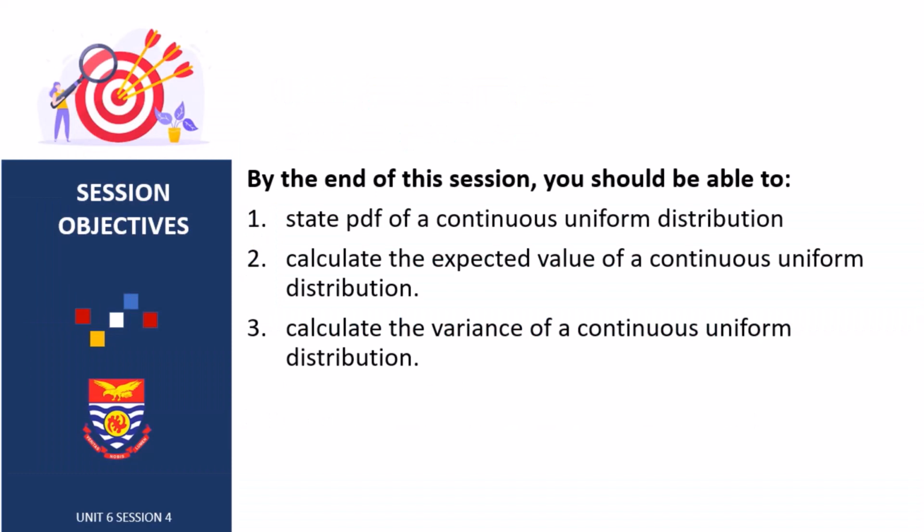By the end of this session, we should be able to state the PDF. That's going to be a density function. In the discrete distribution, it is the PMF, that is, probability mass function. But in a continuous distribution, it is the probability density function. That's why the term is PDF of a continuous uniform distribution. We will also calculate the expectation and the variance of this uniform distribution.